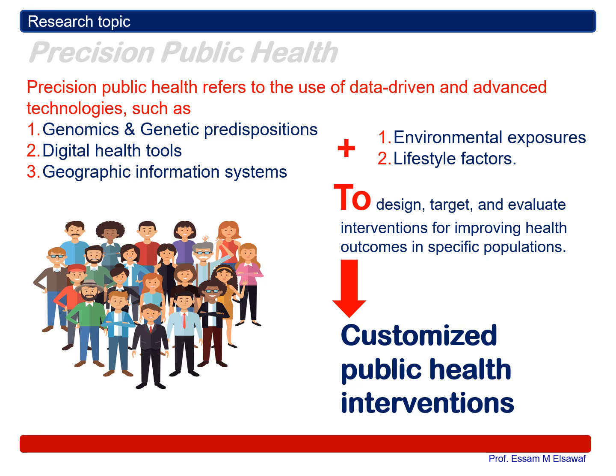So, the brief of such slide is precision public health. We can use data-driven and advanced technologies like genomics and genetic predisposition with digital health tools, as well as geographical information, alongside environmental exposures and lifestyle factors, to design, target, and evaluate interventions for improving health outcomes in a specific population. This gives us what's known as customized public health intervention. Or in another way, it's tailored public health interventions.